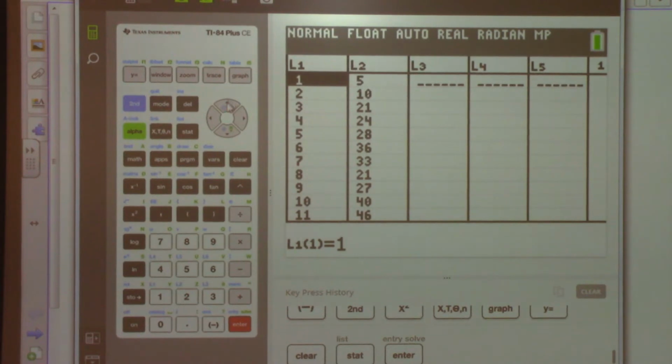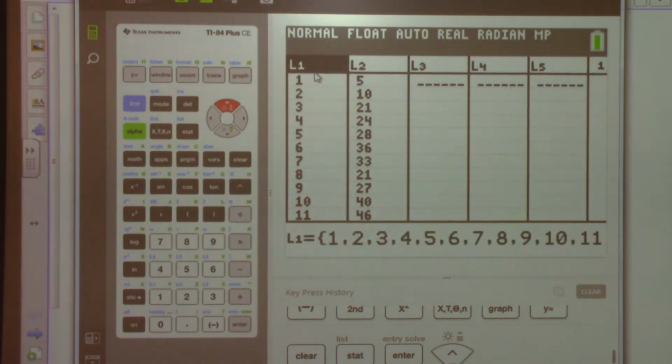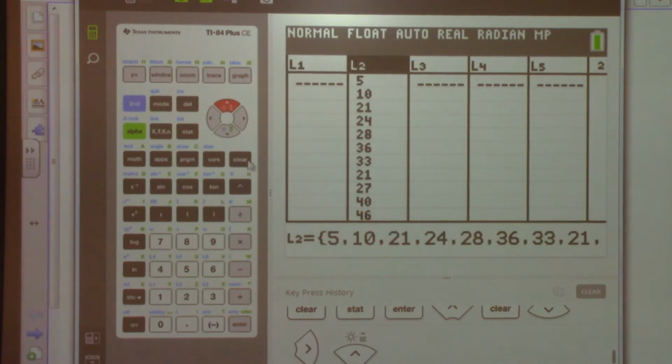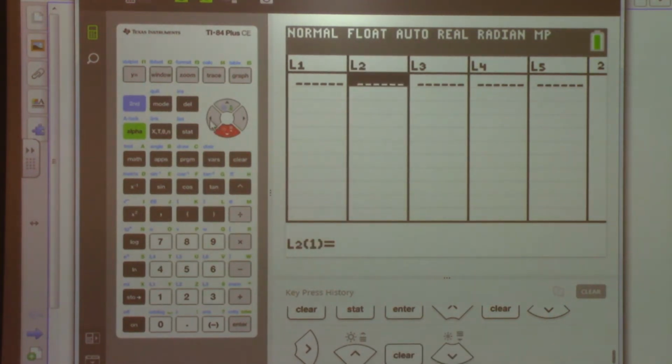I already have this data in here. To clear it out, I'm going to go up to L1, press clear, and then down arrow. Then I go to L2, press clear, then down arrow. If you don't have L1 and L2, because it's easy to just delete the column, I can show you how to set it back up. That's the setup editor.